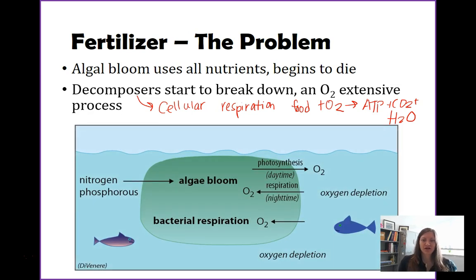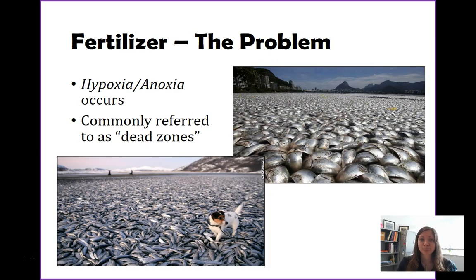So this is a picture kind of showing, here is an ecosystem, here is that algal bloom, and we've got all these nice nutrients coming in feeding that algae bloom. But eventually, that algae bloom starts dying. And you have bacteria and other decomposers that are going to start breaking it down and using up this oxygen, which is going to result in oxygen depletion. So there's going to be so many decomposers around that they're going to use literally all the oxygen that is in that water. So this is a kind of a picture of that.